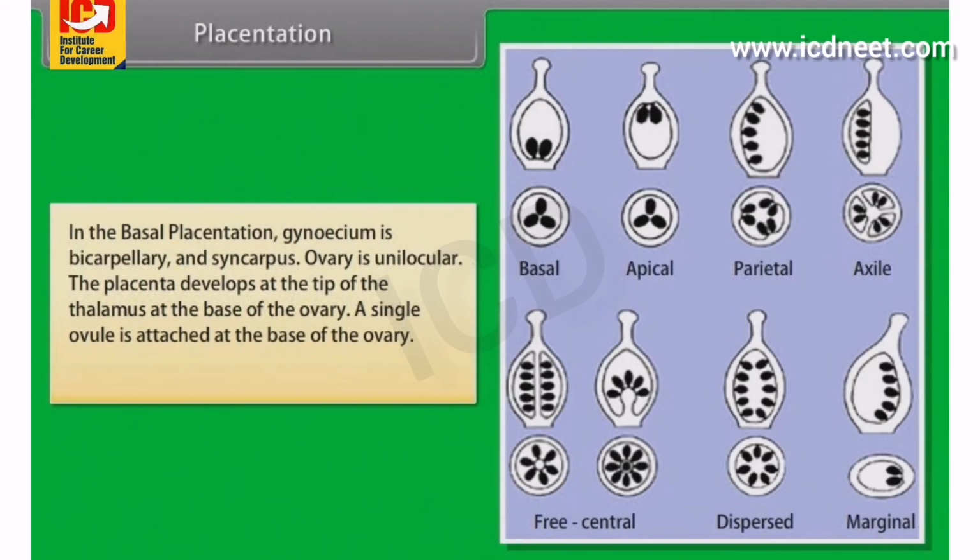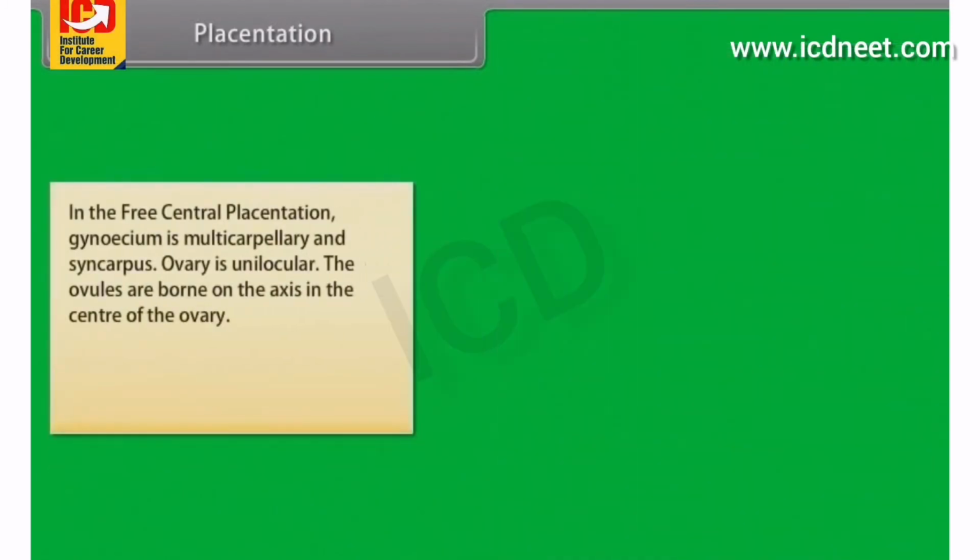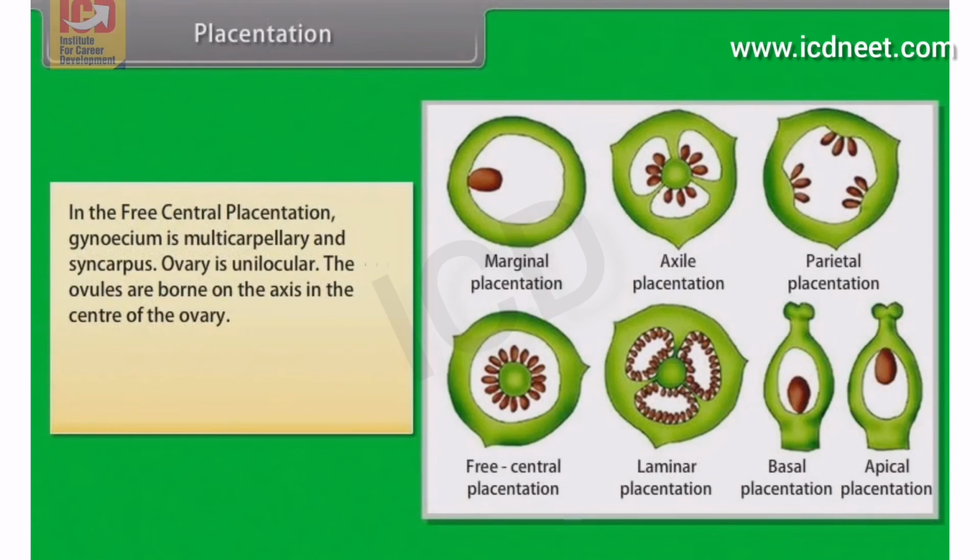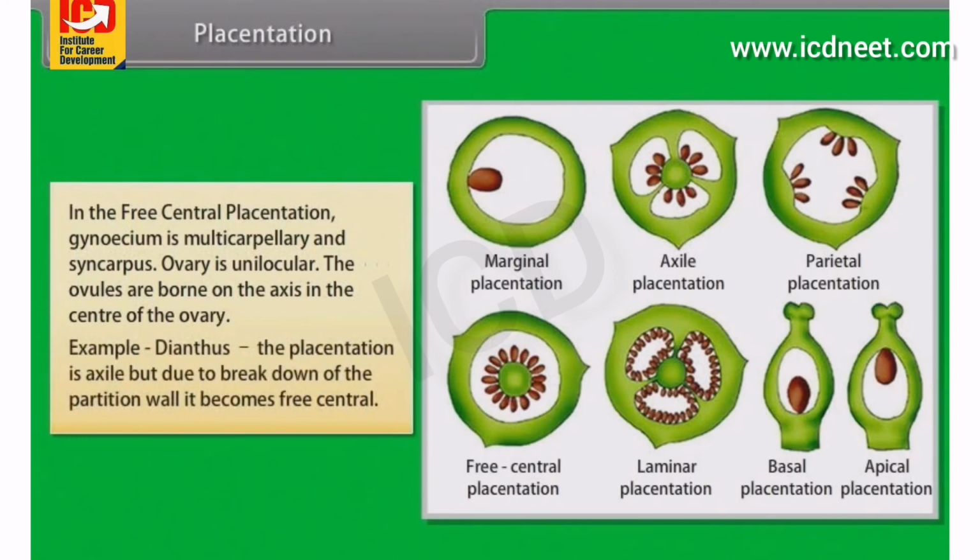A single ovule is attached at the base of the ovary. Example: Tagetes. In the free central placentation, Gynoecium is multicarpellary and syncarpous. Ovary is unilocular. The ovules are borne on the axis in the center of the ovary. Example: Dianthus. The placentation is axial, but due to breakdown of the partition wall, it becomes free central.